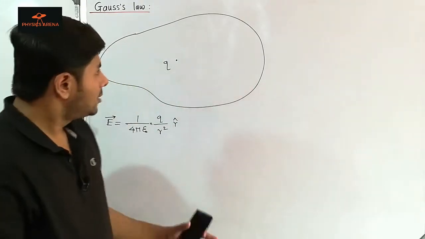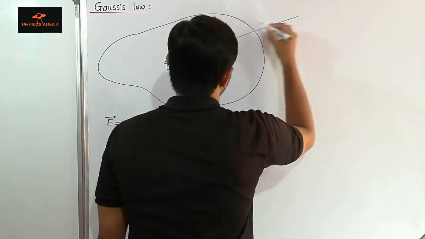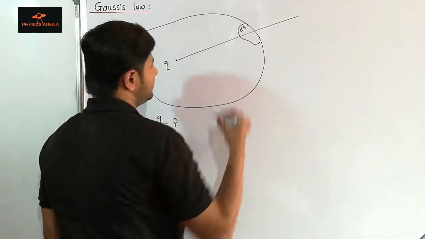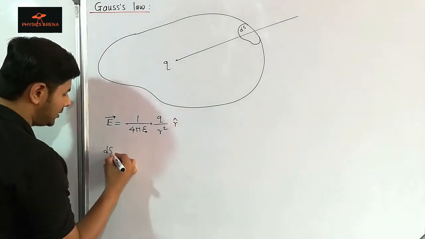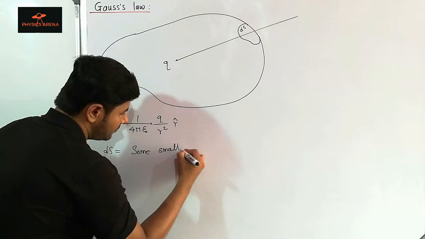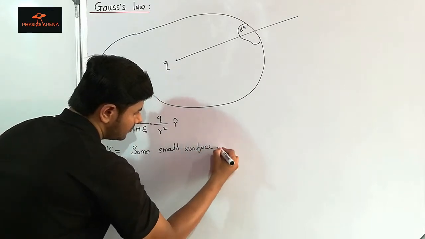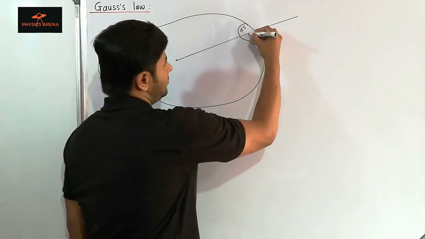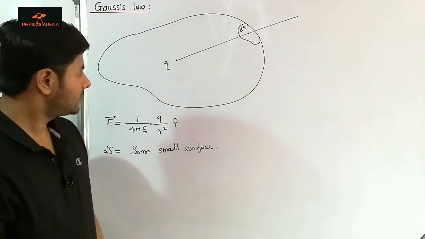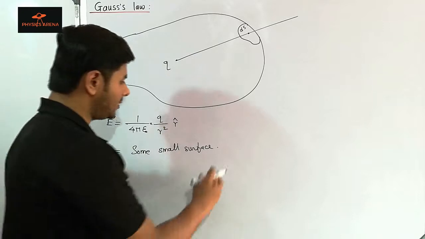Now let's consider some small surface ds, and we know that an area is a vector quantity. So ds is actually the surface area vector.